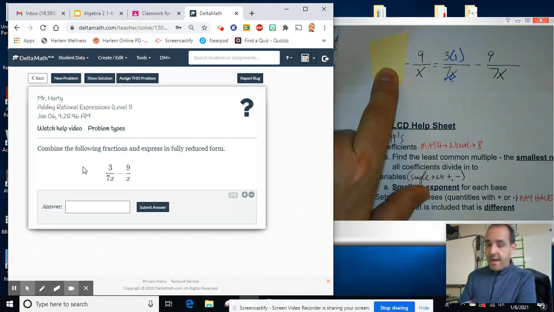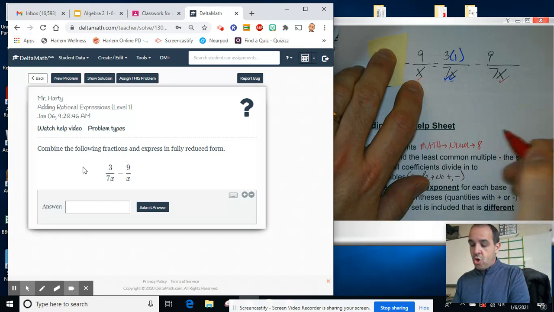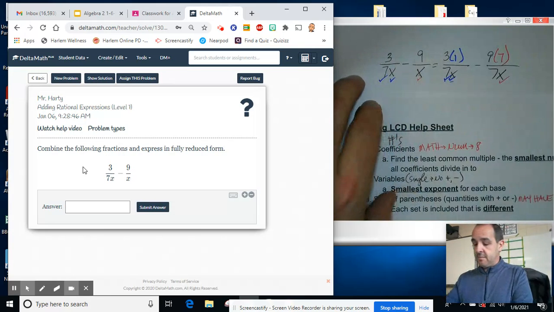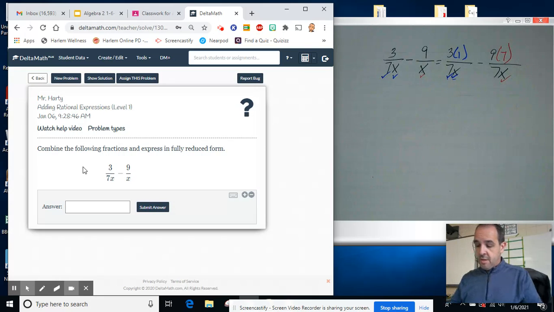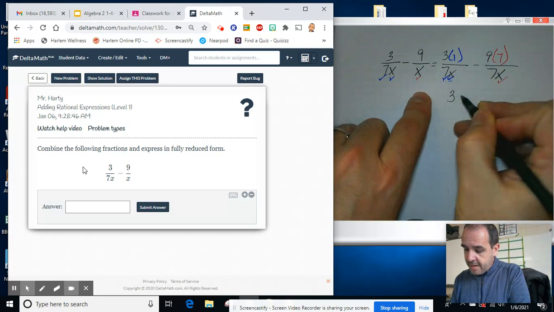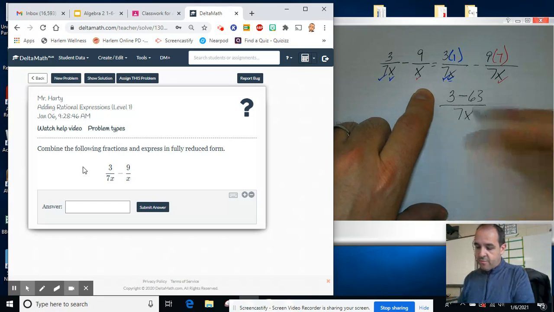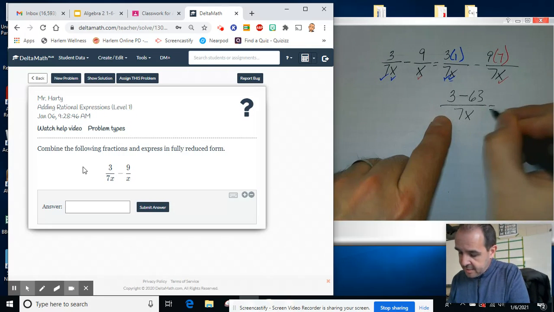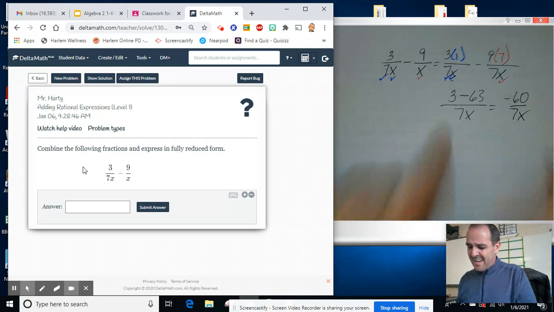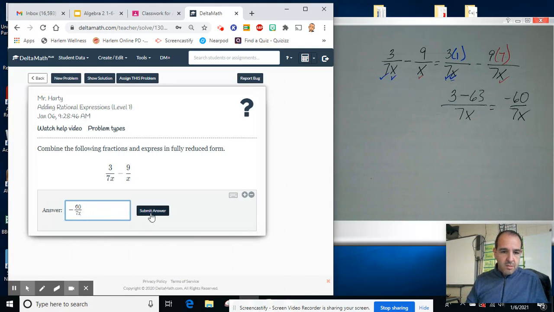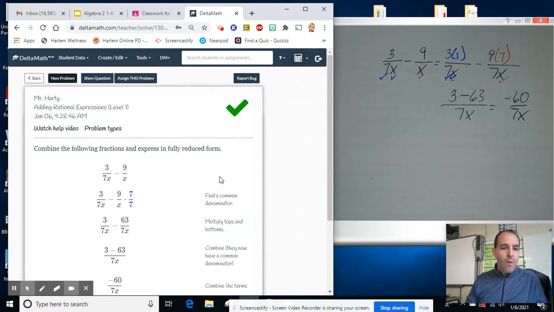And then I do the same thing for my next piece. I've got the x. Ooh, I didn't check off the 7. So the 7 goes up here. Just do it in pieces. Do it in pieces, you'll be fine. So this is what we're working with. We got 3 minus 9 times 7 is 63 over 7x. 3 minus 63 is negative 60 over 7x. 7 doesn't go into 60, so negative 60 divided by 7x. Let's see how we're doing. Hey, we're rocking. We're rolling. Now, this is just me, okay?